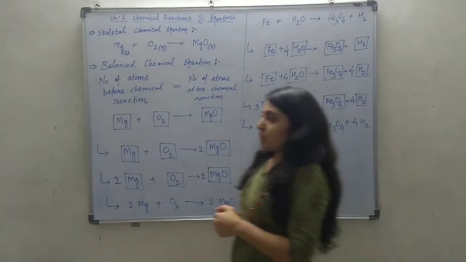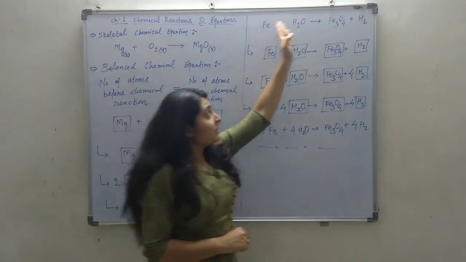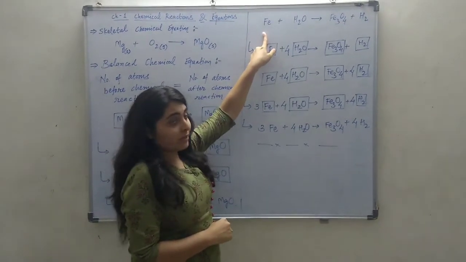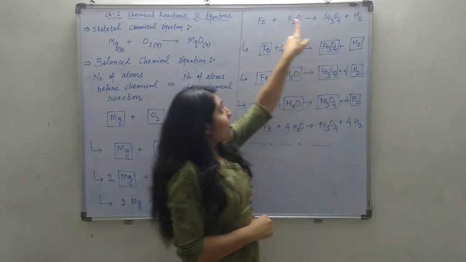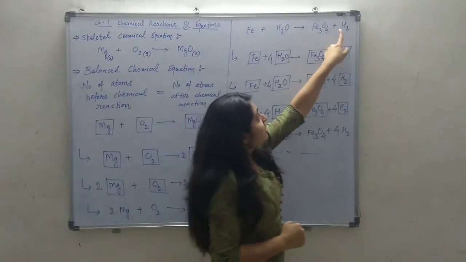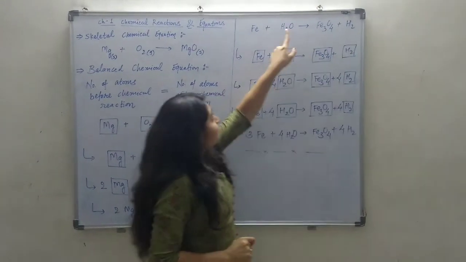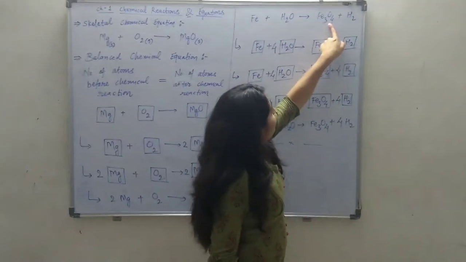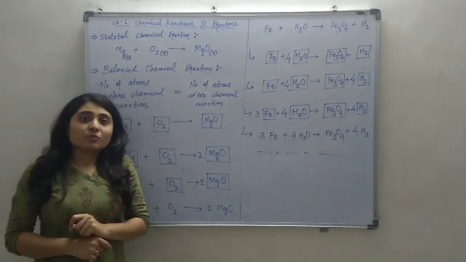In this chemical equation, count the numbers of atoms on left hand side and right hand side of the arrow. Iron is 1 on left hand side. On right hand side, 3 atoms of iron, Fe. On left hand side, H2, 2 atoms of hydrogen. On right hand side, H2, 2 atoms of hydrogen. It means hydrogen is balanced. On left hand side, O, only 1 atom of O. On right hand side, O4, 4 atoms of oxygen.